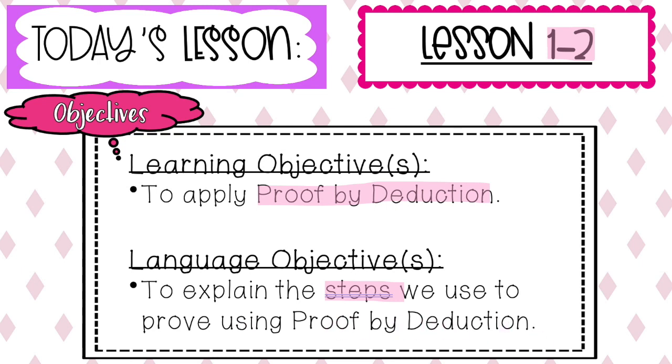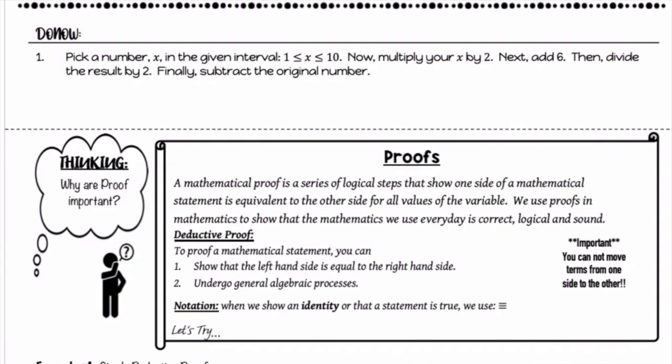Let's take a look at today's do now. For today, I want us to pick a number, x, in the given interval. x can be any number from 1 to 10, including 1 and 10. Pick any number whatsoever, and write it down on your paper.